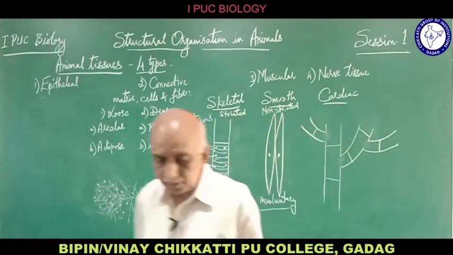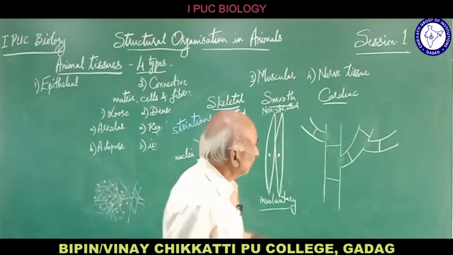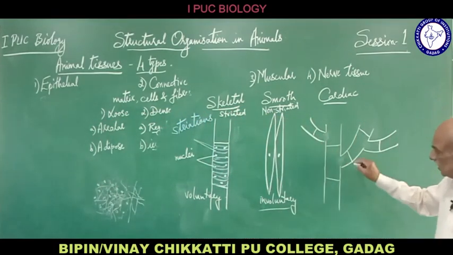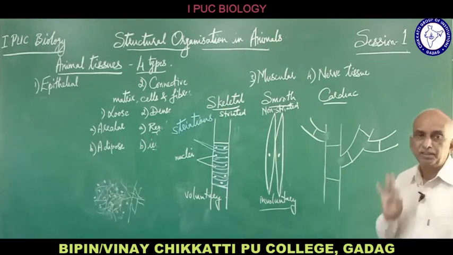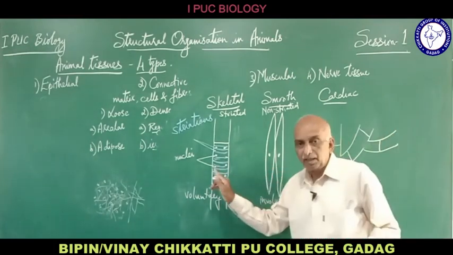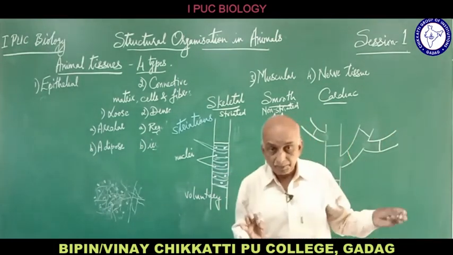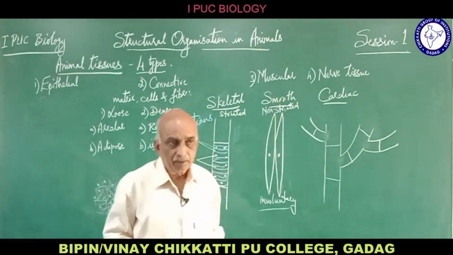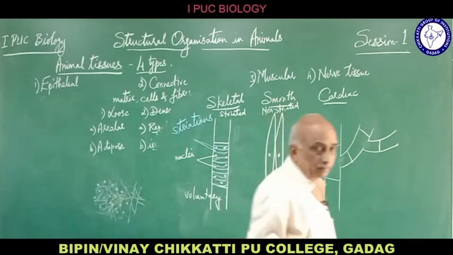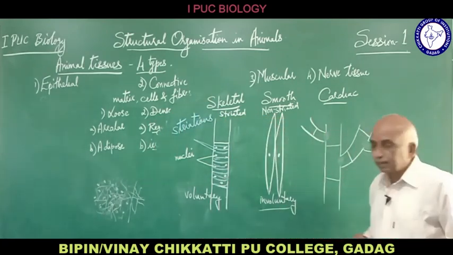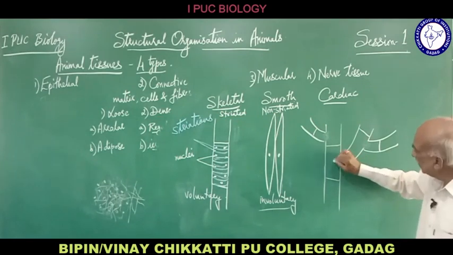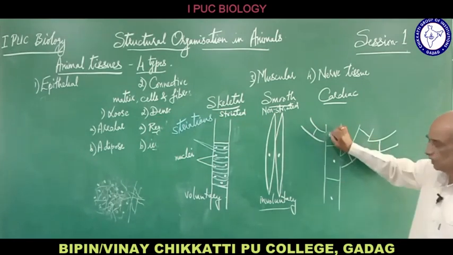And then if you come to the cardiac muscles, they are also cylindrical but branched. Skeletal muscles are cylindrical, unbranched. But cardiac muscles are cylindrical, branched. And in case of skeletal muscles, they are multinucleated, but these are uninucleated, with a single nucleus like this.